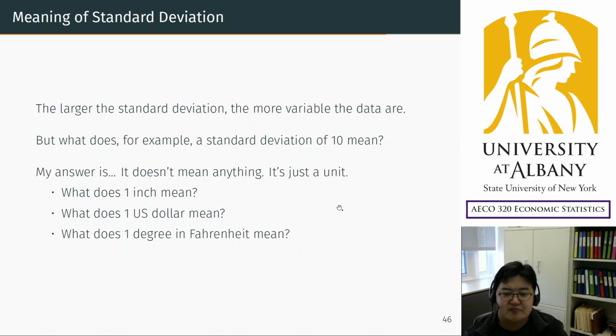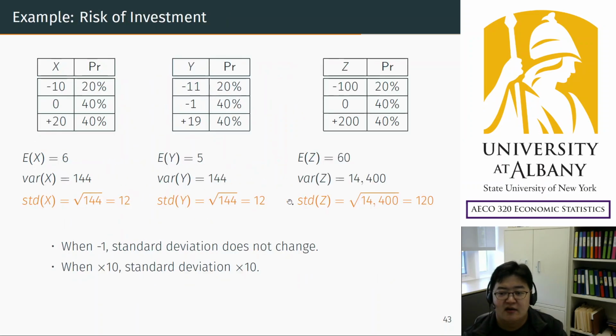Let me come back to this example. The mean is 6, and remember, it's a gain or loss. I said minus $10, plus $20, so they had units. When we calculate the expectation, automatically you can call this $6. It shares the same unit as the original outcome: $6, $5, $60. But variance does not have that same unit because it's not consistent.